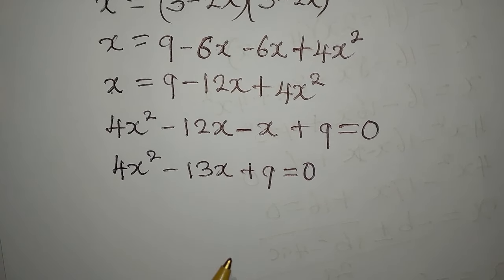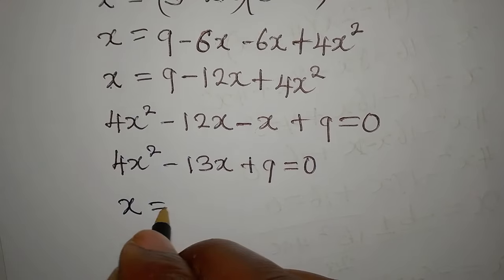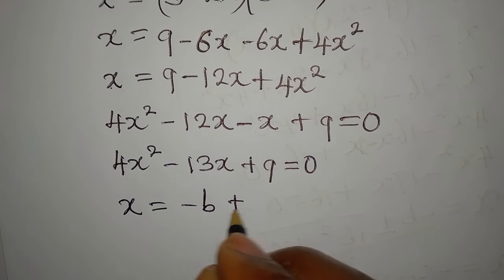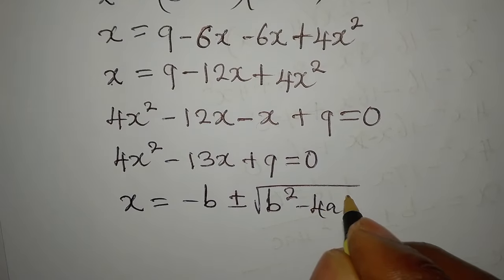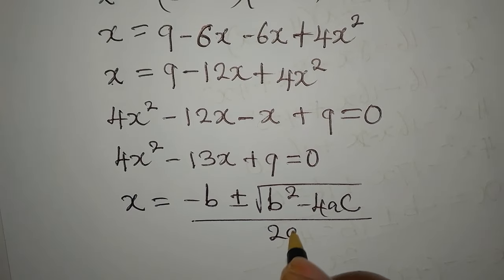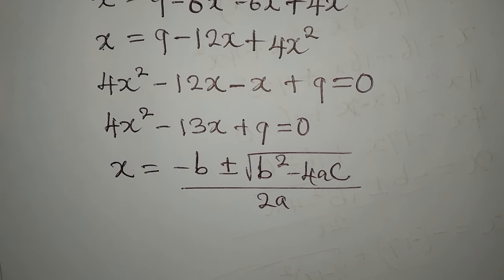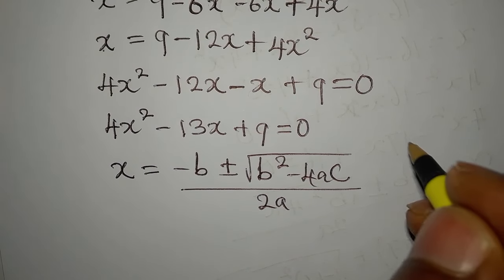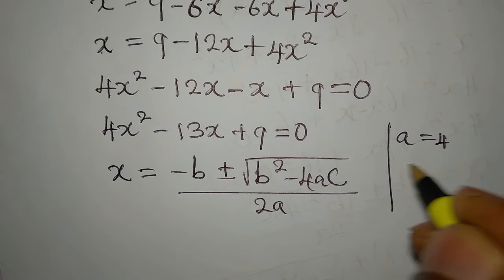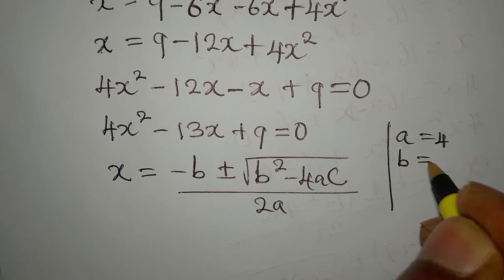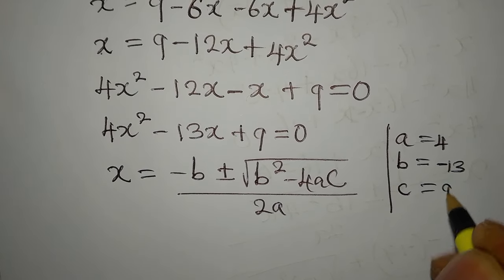And I believe you remember your quadratic formula. x is equal to minus b plus or minus the square root of b squared minus 4ac, divided through by 2a. And our a, let me write it here. a is 4, b is minus 13, and c is 9.